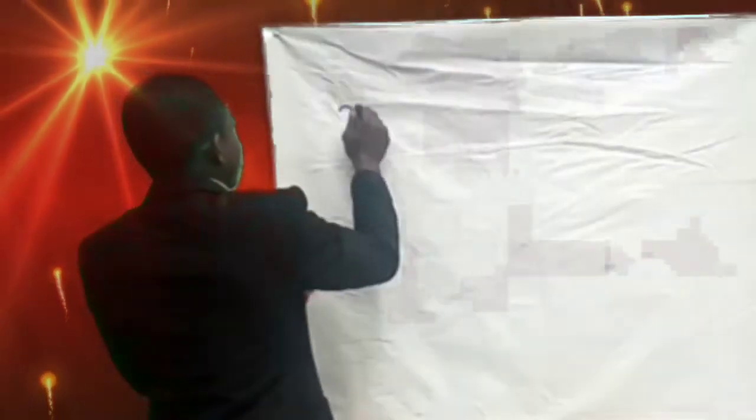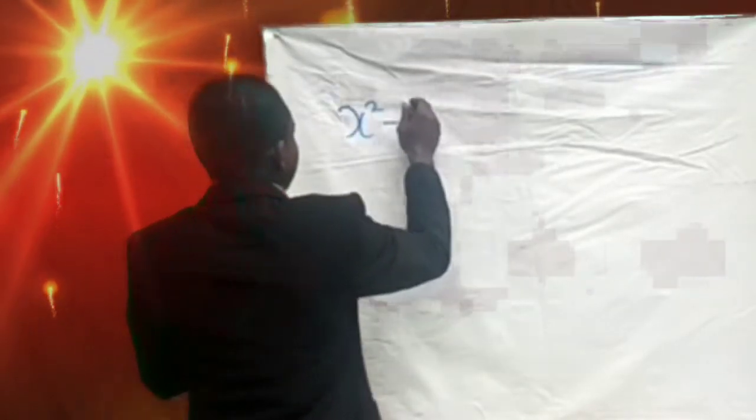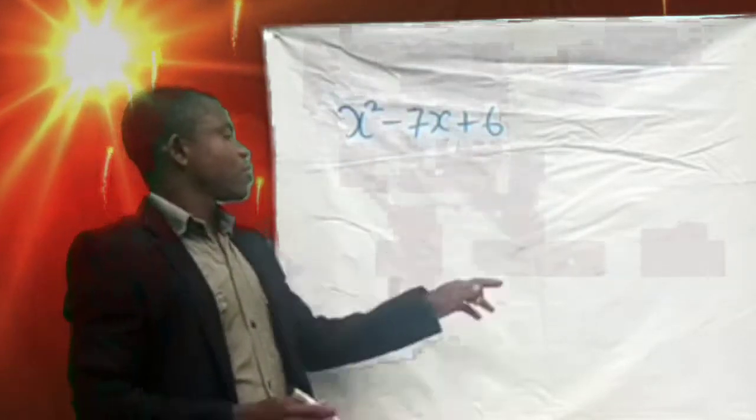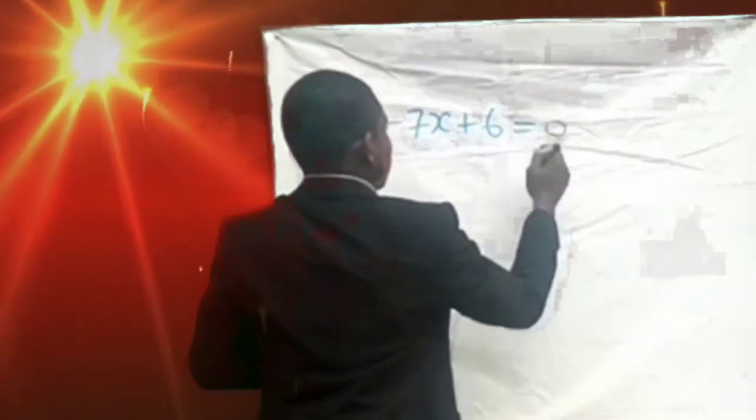In today's tutorial, we'll be looking at the easiest way to solve quadratic equations. I mean the easiest approach to quadratic equations using the factorization method. Let's look at the equation: x squared minus 7x plus 6 equals 0.